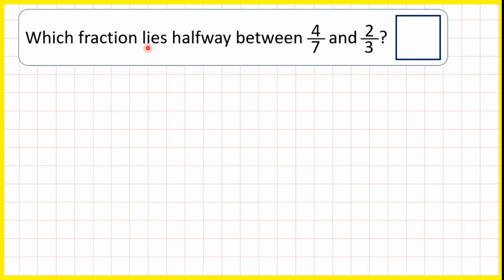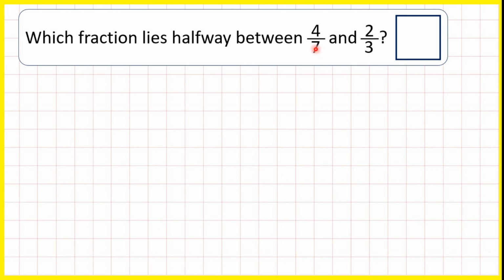Which fraction lies halfway between 4 sevenths and 2 thirds? So we need to find the midpoint. Now one method would be to use the same method that we use when we're finding the number halfway between two whole numbers. We could add these together and then divide by 2. But another method is just to use equivalent fractions to help us.